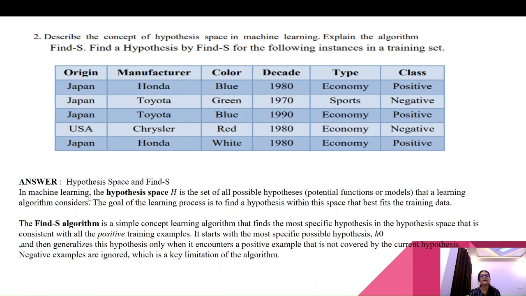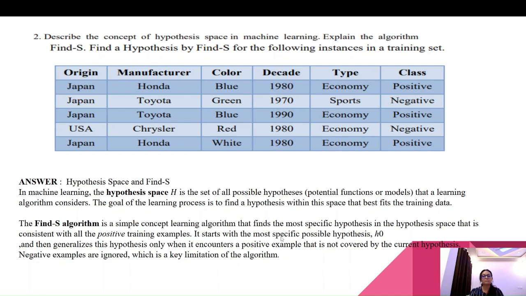In machine learning, the hypothesis space is the set of all possible hypotheses that a learning algorithm considers. The goal of a learning process is to find a hypothesis within the space that best fits the training data. The Find-S algorithm is a simple concept learning algorithm that finds the most specific hypothesis in the hypothesis space that is consistent with all the positive training examples.